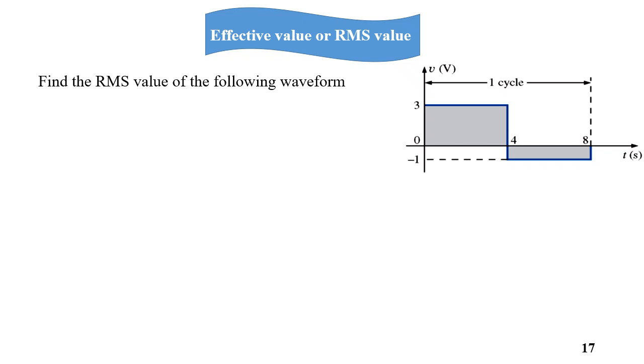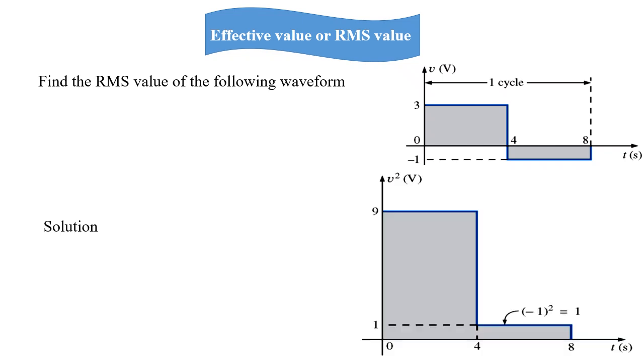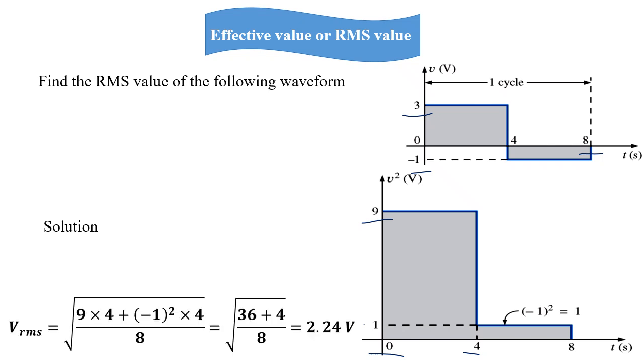Example: find the RMS value of the following waveform. First of all, we get the V squared. We square the waveform: 3 squared equals 9, from 0 to 4, and negative 1 squared equals 1, from 4 to 8. Then we get the areas.